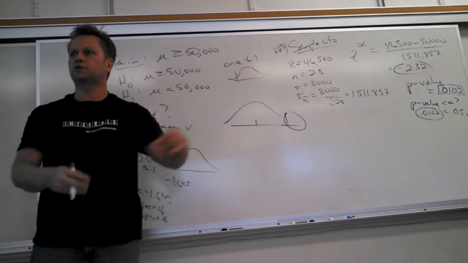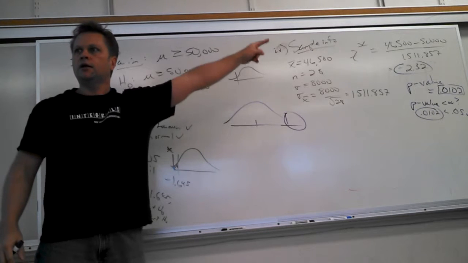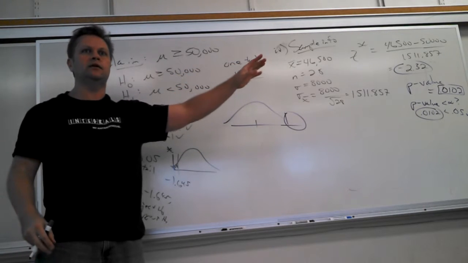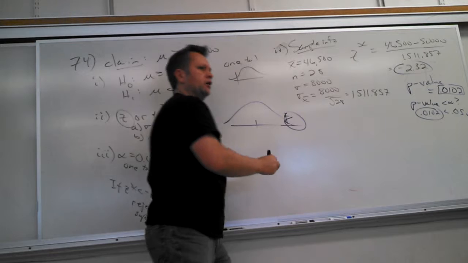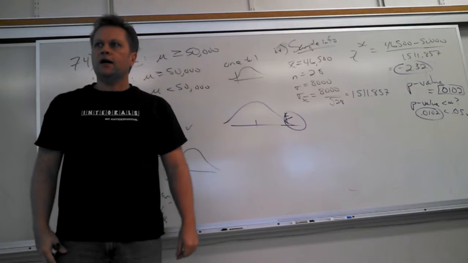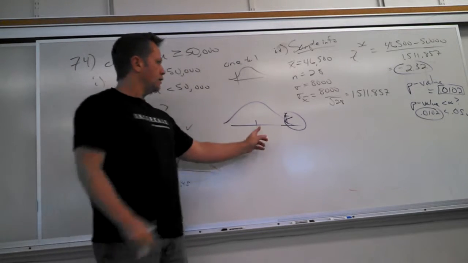Well, how do I know that? Because there's 1% area in there, isn't there? That's what the p-value is. It's the area in the tail. So how often will something show up here? 1% of the time.